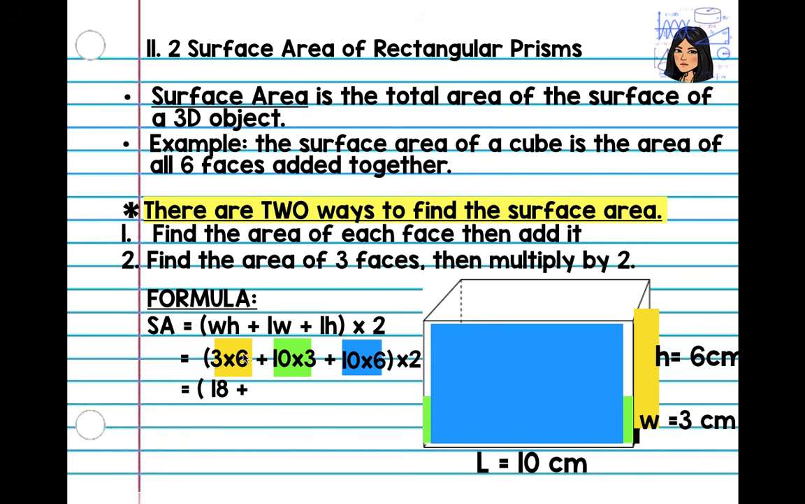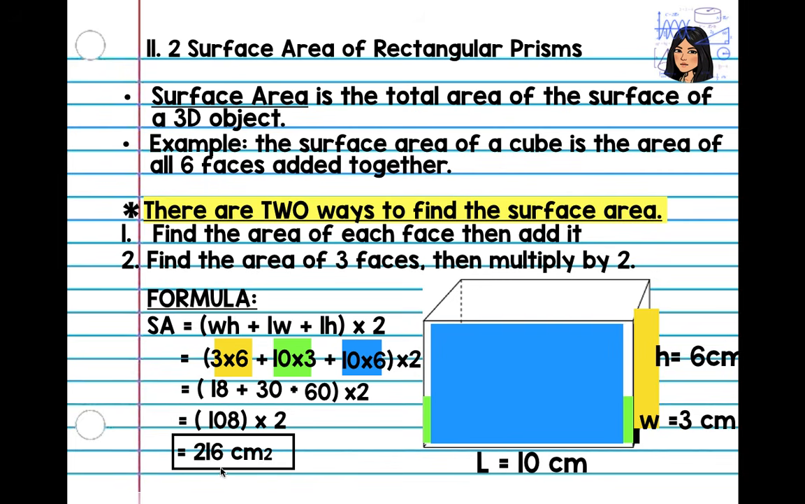We have 3 times 6 is 18, 10 times 3 is 30, and then we have 10 times 6 is 60. Then you're going to add your times 2. Okay, so what did you guys get for 18 plus 30 plus 60? We got 108 times 2, which equals 216 centimeters square. And if you guys remember, when we did area, you always make it square.